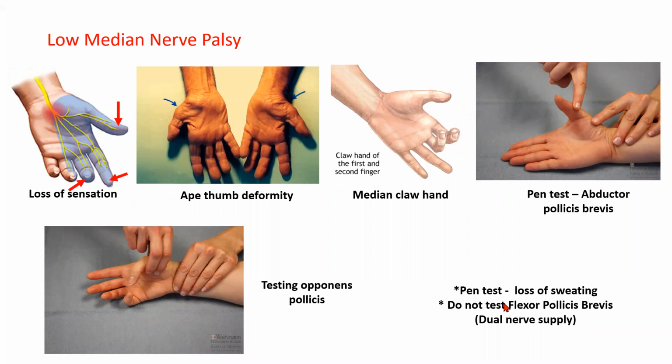Okay. And one other catch here is you should not test flexor pollicis brevis. See this action, like we check for the opponens. The flexion at the MCP is by the flexor pollicis brevis, which has a dual nerve supply. It is also supplied by the ulnar nerve. So when the median nerve is lost, this action may still be possible because of the deep head of the flexor pollicis brevis, which is supplied by the ulnar nerve. So usually we don't check flexor pollicis brevis.